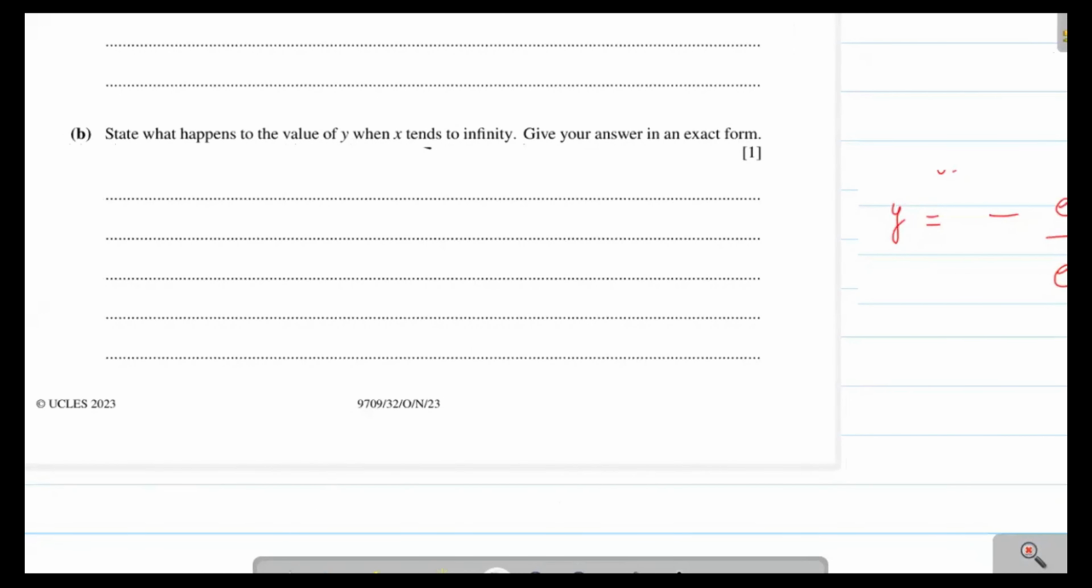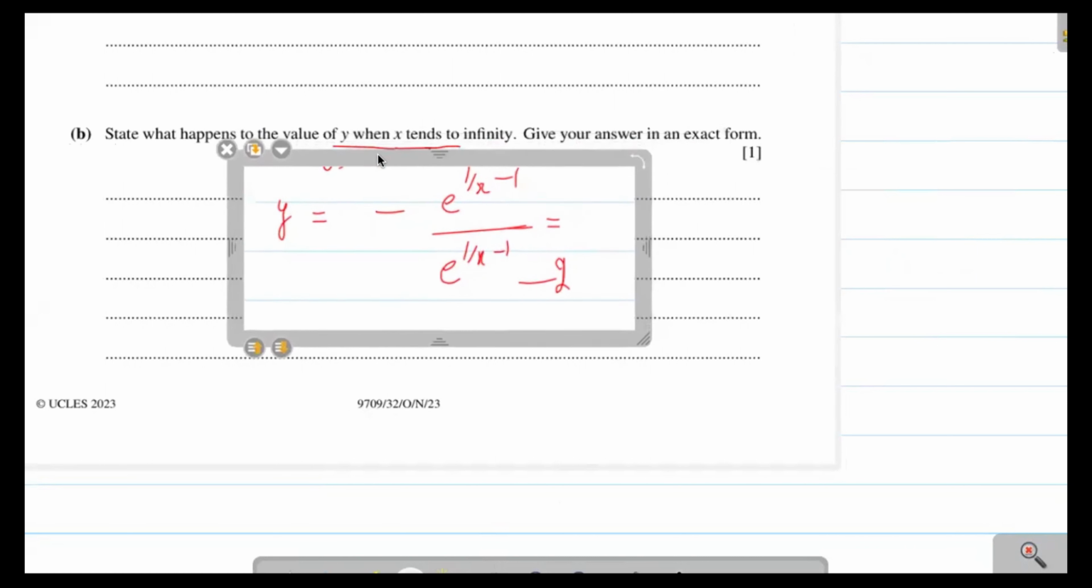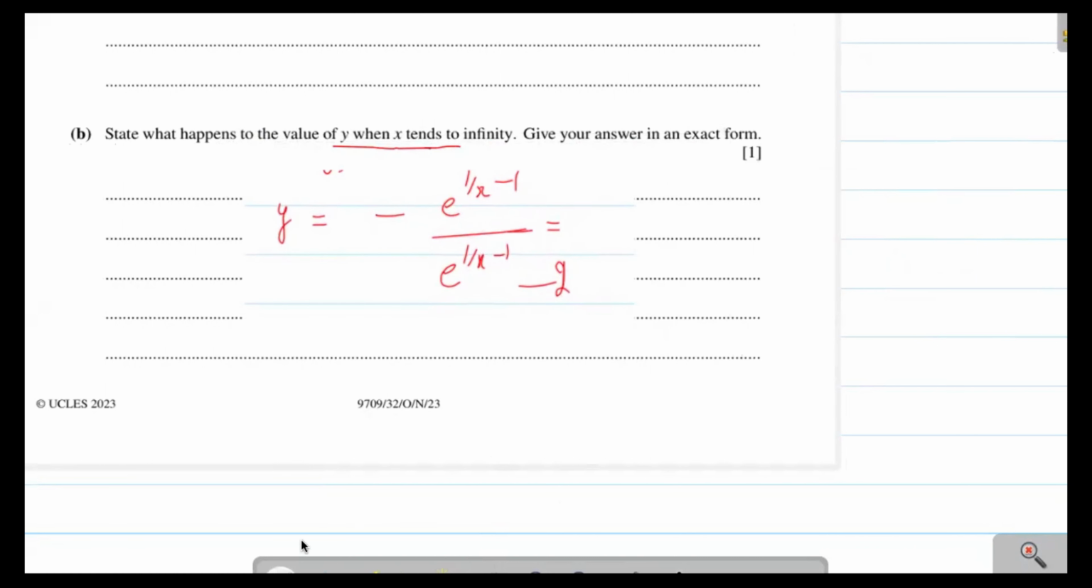Part B: state what happens to the value of y when x tends to infinity. Give your answer in exact form. You see here the value of y is y equal to minus e power 1 over x minus 1 over e power 1 over x minus 1 minus 2. We put the value here, x is infinity. We can write minus e power 1 over infinity minus 1, over e power 1 over infinity minus 1 minus 2.